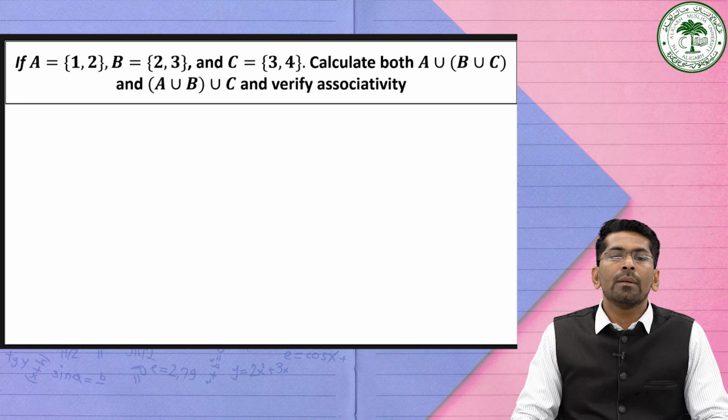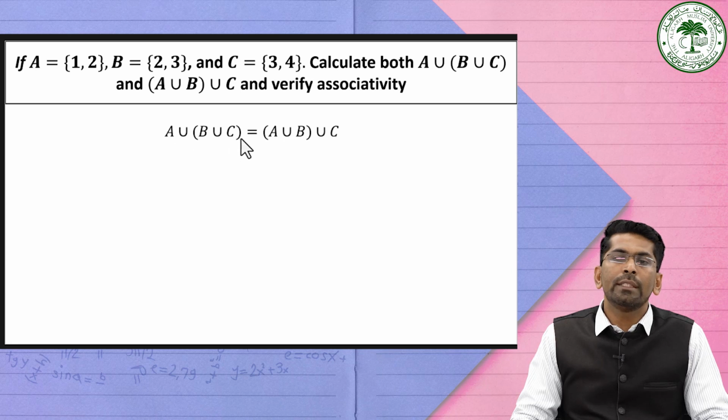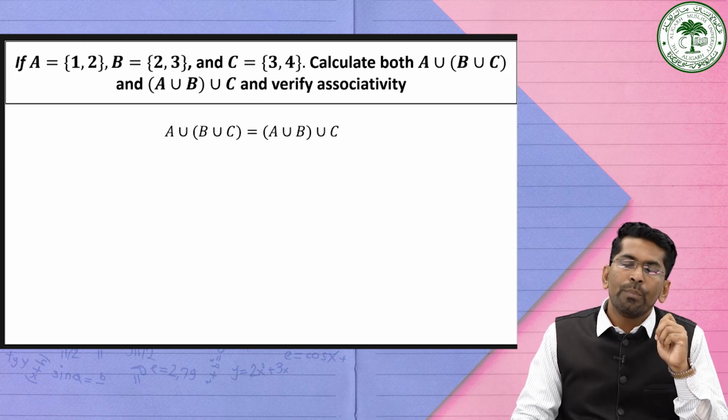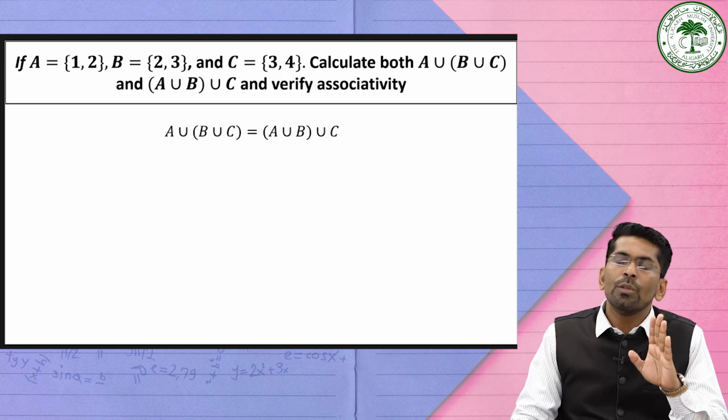Now we have a particular example: set A is equal to {1, 2}, set B is equal to {2, 3} and set C is equal to {3, 4}. We want to calculate (A union B) union C and A union (B union C), and we want to verify the associative law. The union of sets is said to be associative when (A union B) union C is equal to A union (B union C). So it shows that the grouping of sets when performing the union operation does not affect the result.